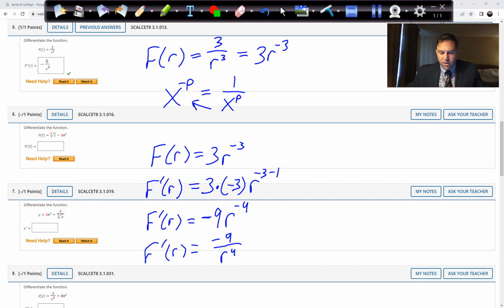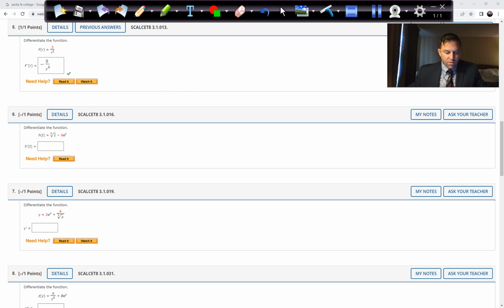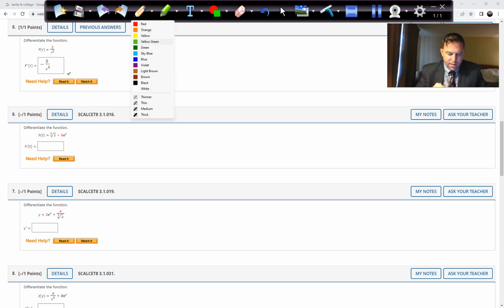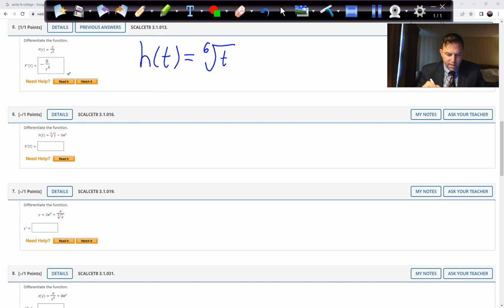Then we go to fractional powers. So what if we have the 6th root of t? So they're saying I have some function h, it's a function of t, and it's equal to the 6th root of t minus 6e to the t. Well, we've got 2 things in here I need to teach you. First off, we're going to write this as a fractional power. So this is really t raised to the 1 over 6.